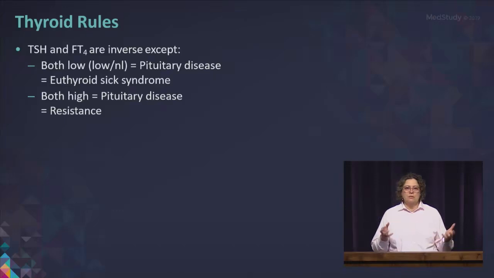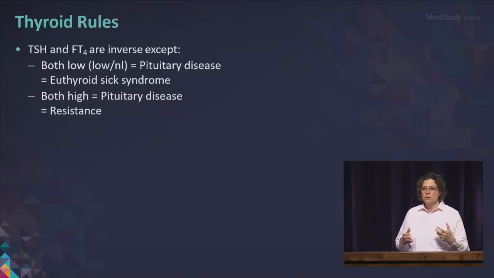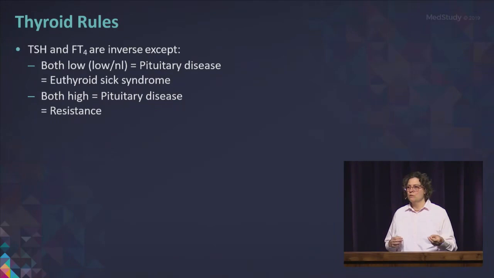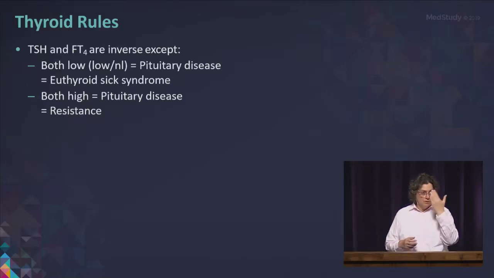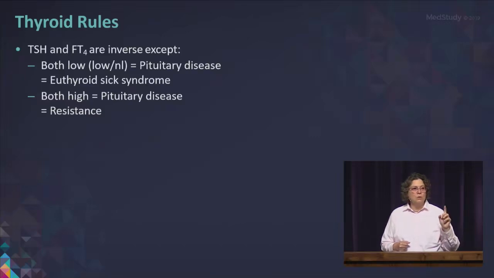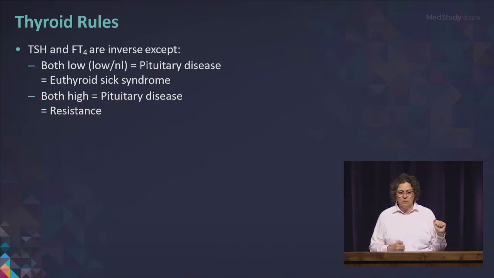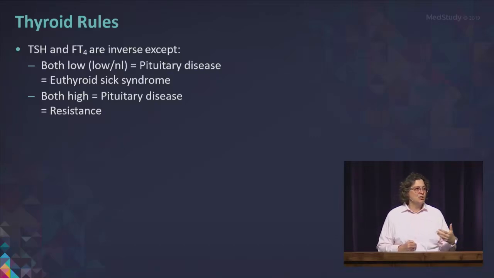More rules. TSH and free T4 should be inverse, remember, because they're regulating each other. So in the context of primary hypothyroidism, you expect a high TSH. There are some scenarios where they will run in the same direction, but the scenarios are unusual. They both will be low in pituitary disease, which makes sense. That's why you always want to pair TSH with a free T4 if you suspect pituitary disease. The more common scenario where you'll see them running together is euthyroid sick, and we'll talk about that on the next slide.